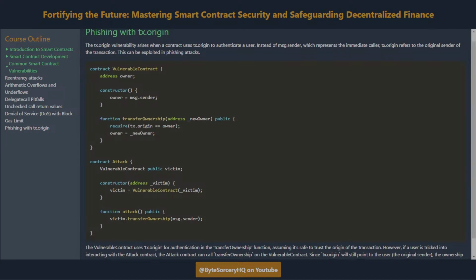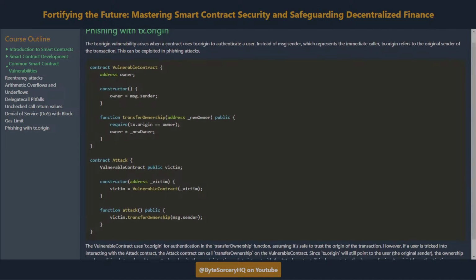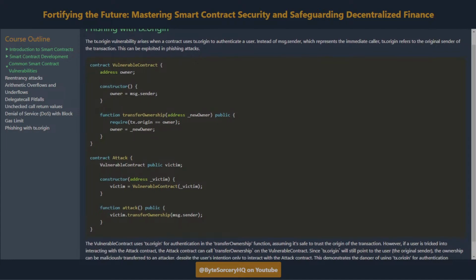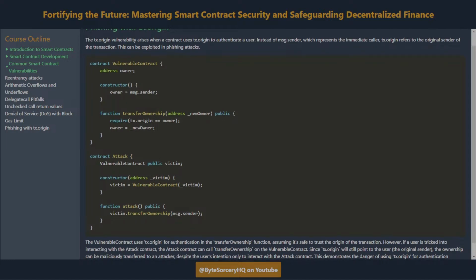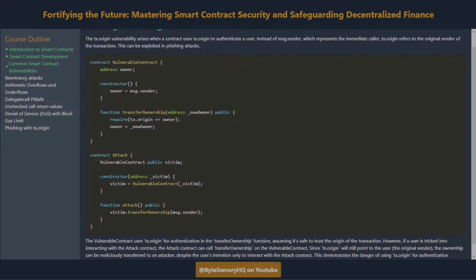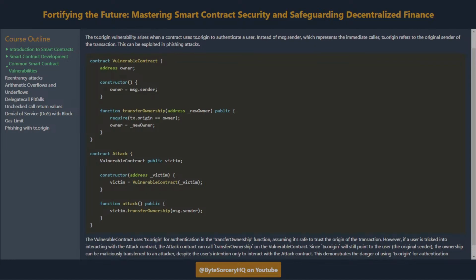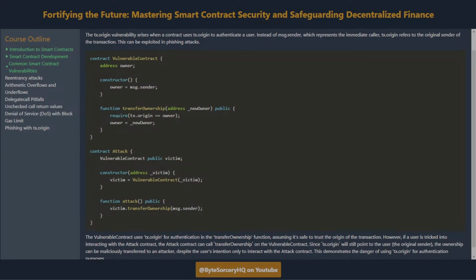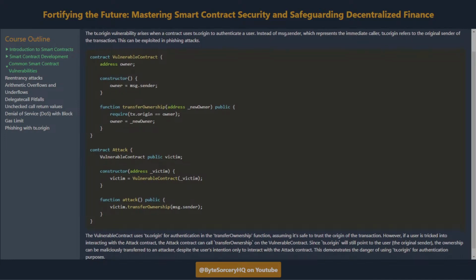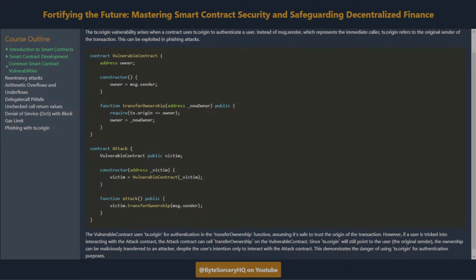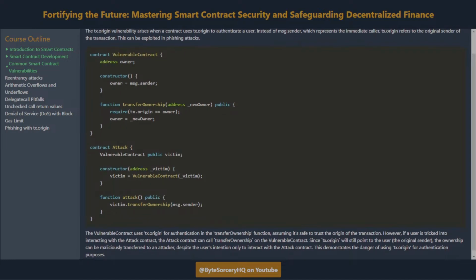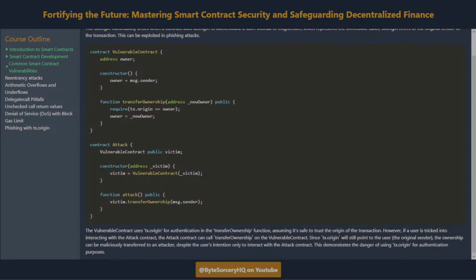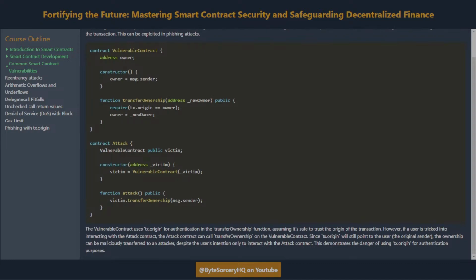This can be exploited in phishing attacks. The vulnerable contract uses tx.origin for authentication in the transfer ownership function, assuming it's safe to trust the origin of the transaction. However, if a user is tricked into interacting with the attack contract, it can call transfer ownership on the vulnerable contract. Since tx.origin will still point to the user, the original sender, the ownership can be maliciously transferred to an attacker, despite the user's intention only to interact with the attack contract. This demonstrates the danger of using tx.origin for authentication purposes.